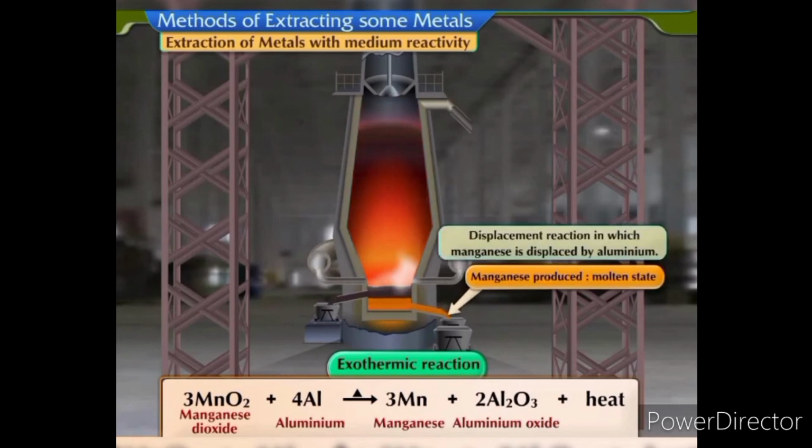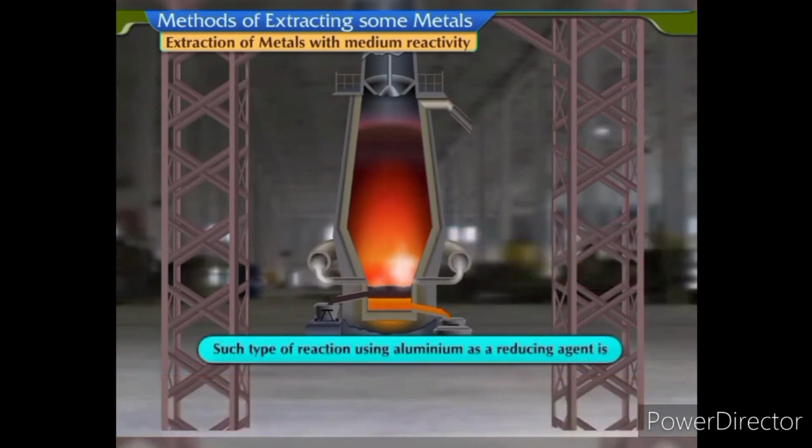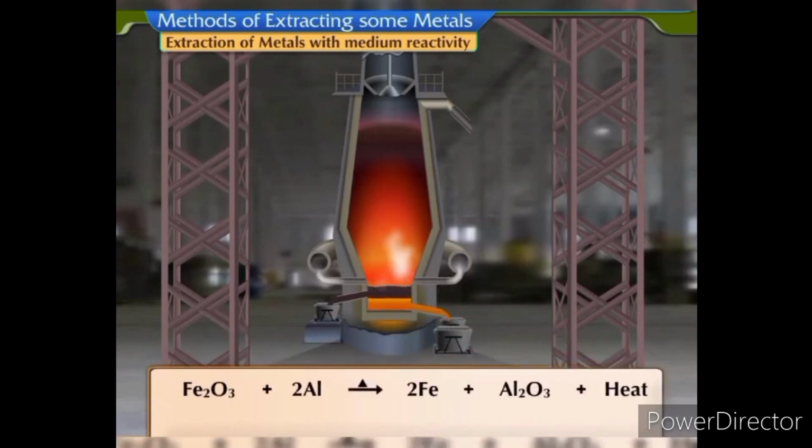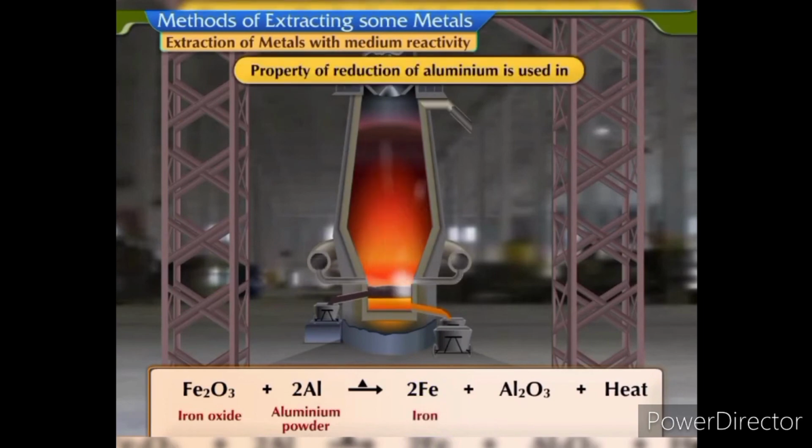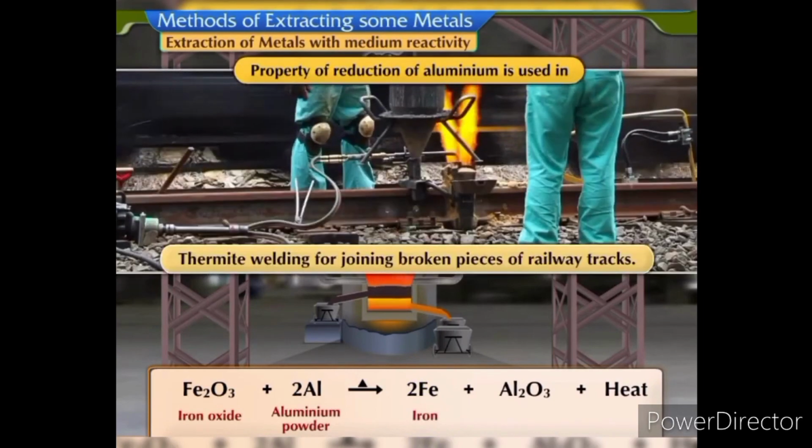This is also a displacement reaction in which manganese is displaced by aluminium. Such a reaction using aluminium as a reducing agent is the thermite reaction. Here, iron oxide is reduced by aluminium powder to produce the metal iron in the molten state. This property of reduction of aluminium is used in thermite welding for joining broken pieces of railway tracks.